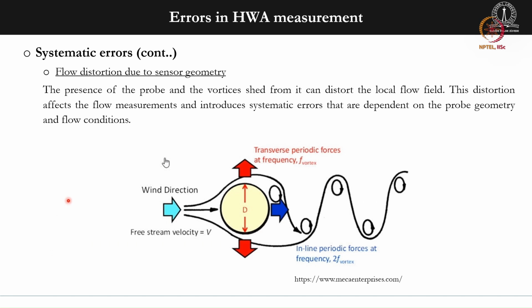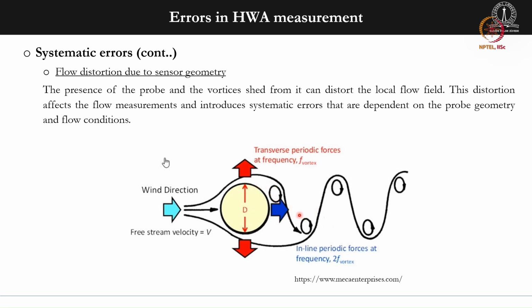Flow disturbance due to the hot wire anemometer probe itself is an additional source of systematic errors. A hot wire anemometer probe is basically a bluff body that we introduce into the flow field, and when we do that, it distorts and changes the flow field around it. For example, say this is our hot wire anemometer probe that we have inserted into the flow field. If the flow velocity exceeds a specific Reynolds number with respect to this probe geometry, it starts shedding vortices downstream of this bluff body.